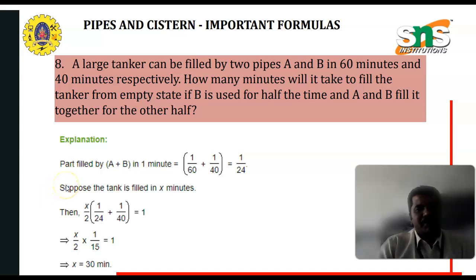The part filled by A plus B in 1 minute is 1 by 60 plus 1 by 40, which is equal to 1 by 24. Suppose the tank is filled in x minutes. Then x by 2 multiplied by 1 by 24 plus 1 by 40 is equal to 1. So x by 2 multiplied by 1 by 15 equals 1, so x equals 30 minutes. This is the large tanker which can be filled by the two pipes A and B in 60 minutes and 40 minutes respectively, and the overall time taken is 30 minutes. So this is the 8th question.